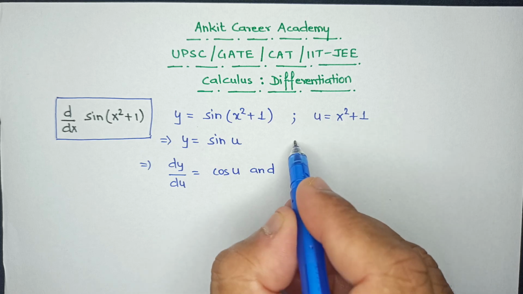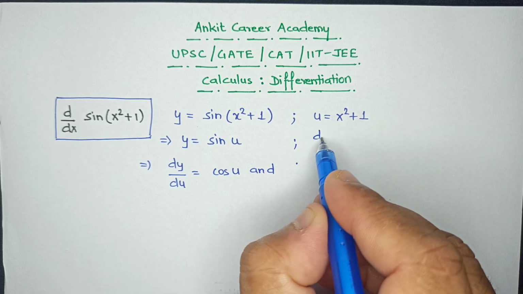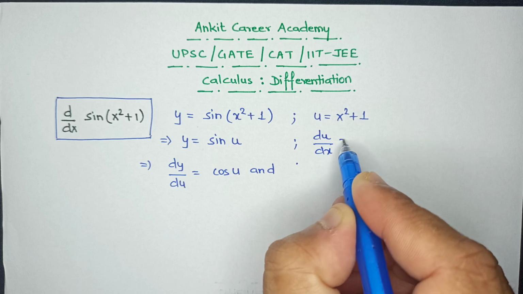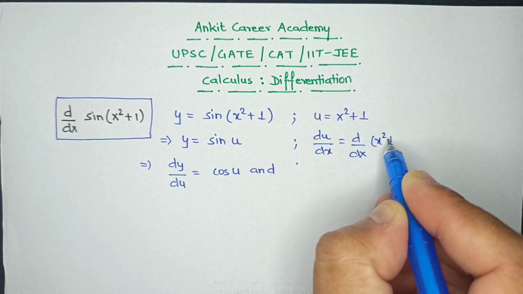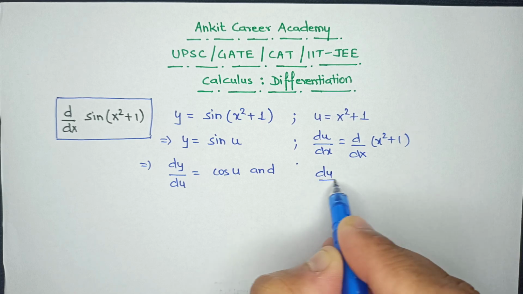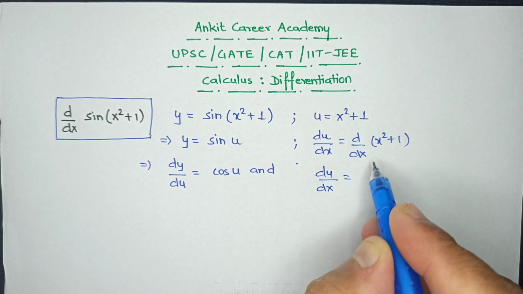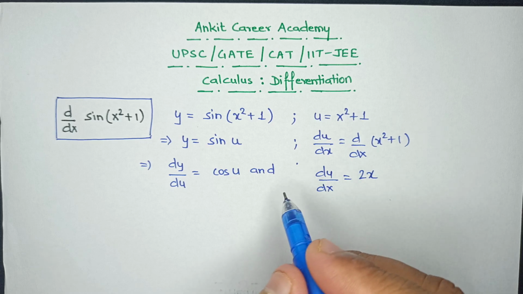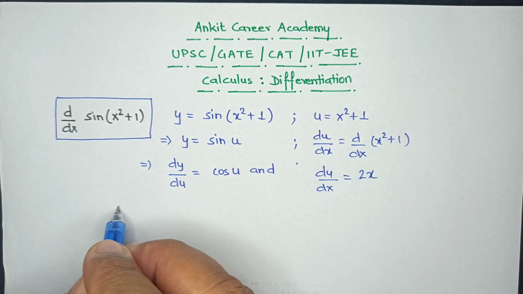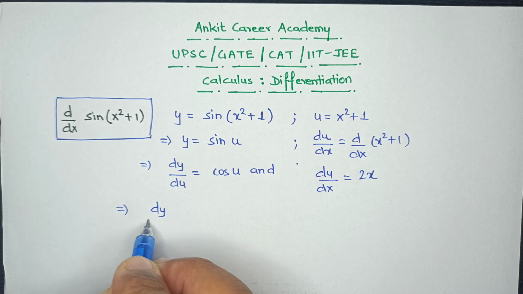And if we calculate the value of du by dx from this side, the value of du by dx comes out to be d by dx of x square plus 1. When you solve this, the value of du by dx comes out to be d by dx of x square, that is 2x.